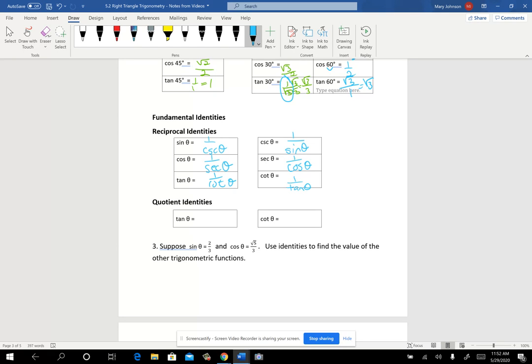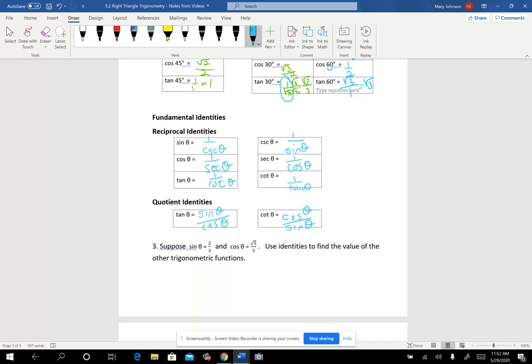All right, and then one other thing, there are some quotient identities that define tangent and cotangent in terms of sines and cosines. And it turns out that tangent theta always equals sine theta divided by cosine theta. And then since cotangent is just the reciprocal of tangent, you can flip that around and say cosine theta over sine theta.